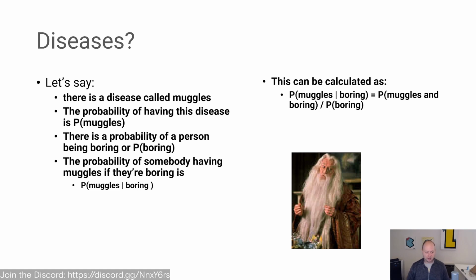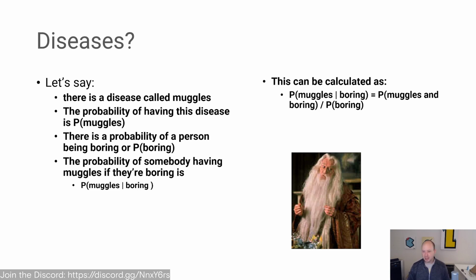So say that we have a disease called Muggles, which is a little bit on the nose, but okay. And the probability of having the disease is P(Muggles). The probability of a person being boring is P(boring). And the probability of somebody having Muggles if they're boring is the probability of Muggles given that they're boring. So you know they're boring. What's the likelihood that they're a Muggle?